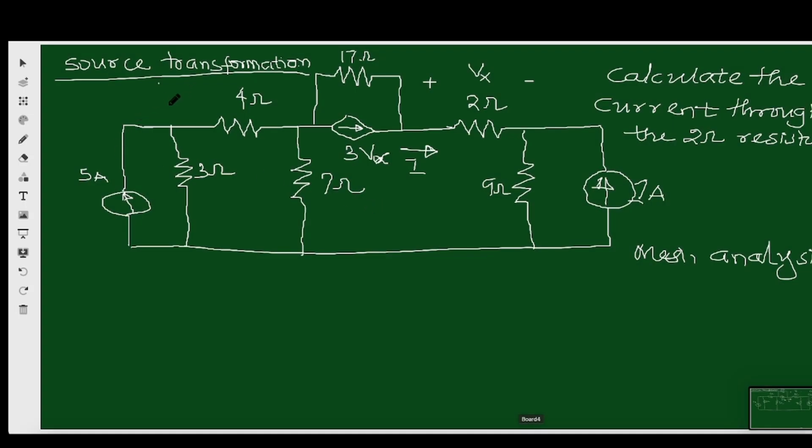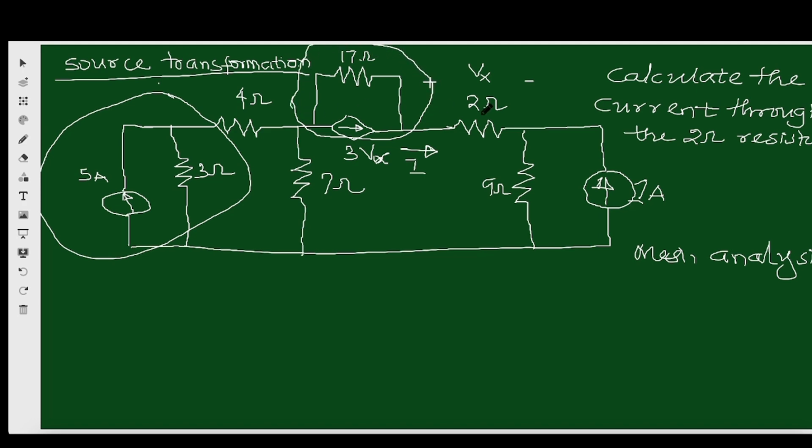So look at this section. We have a current source in parallel with a resistor. Here too, we have a current source in parallel with a resistor. And here also, we have a current source in parallel with a resistor. So let us transform those current sources to voltage sources. After converting, the voltage sources will be in series with those resistors.